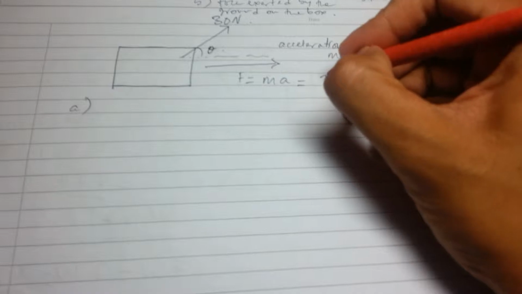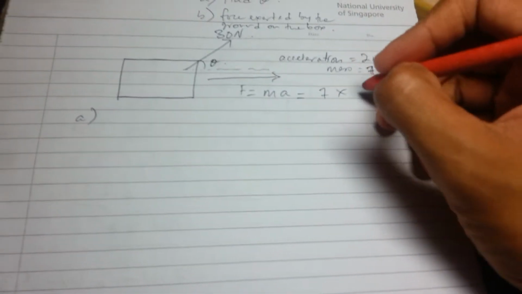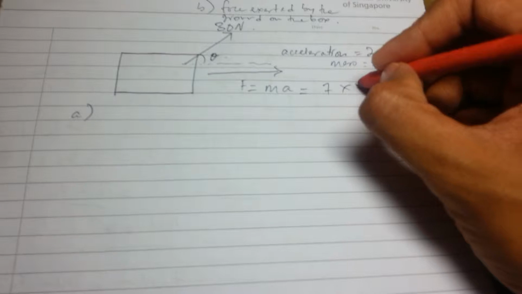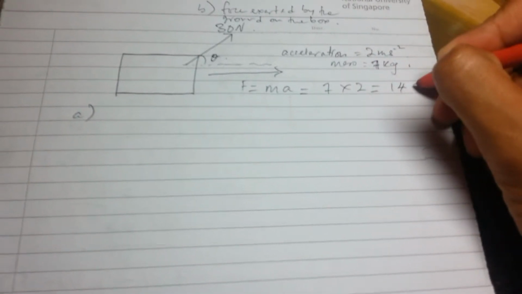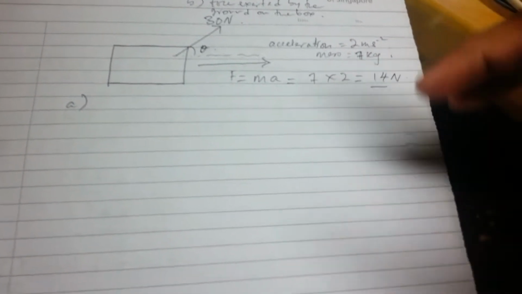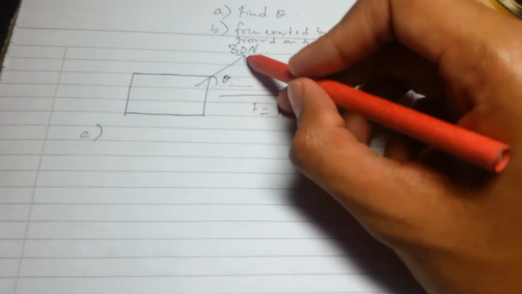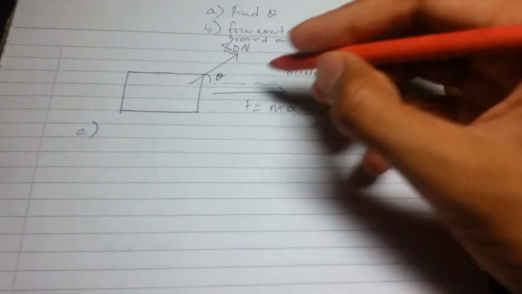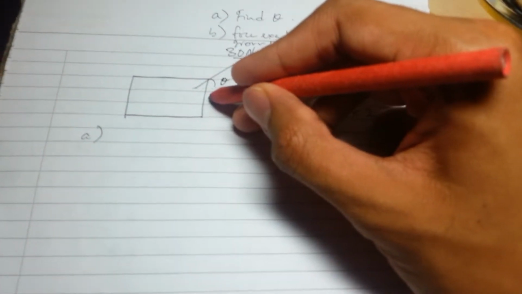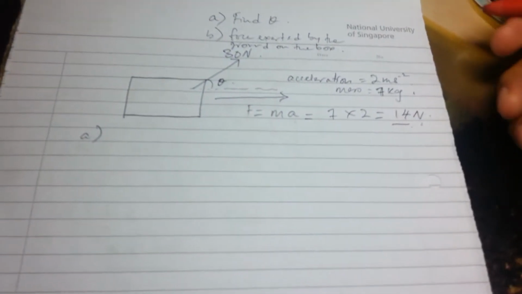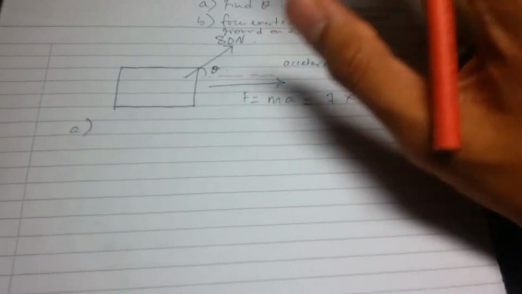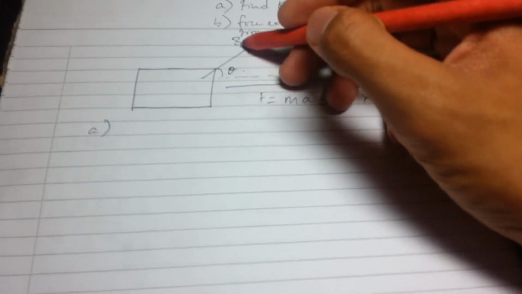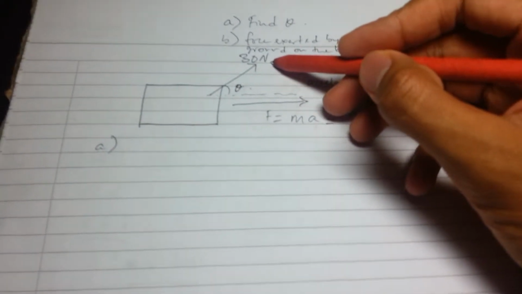What is the mass? The mass is 7 kg times the acceleration. Acceleration is 2 meters per second squared, and therefore it is equal to 14 Newton. Now, we know that the diagonal force is 30 Newton, and we also know that the horizontal force is 14 Newton. There are no other forces acting on the box sideways. There's only one, which comes from this 30 Newton.